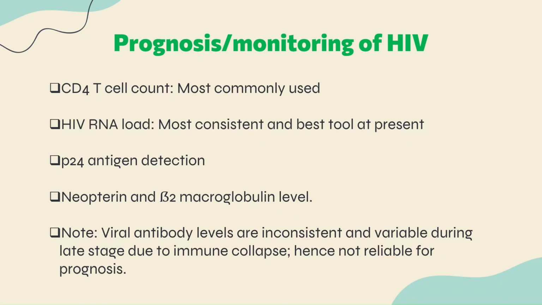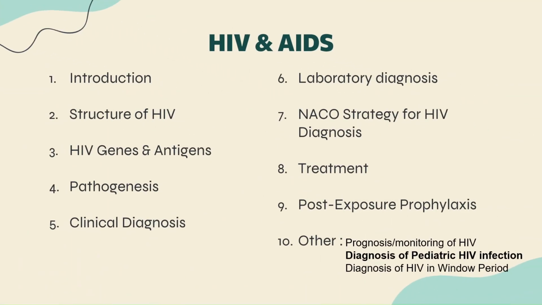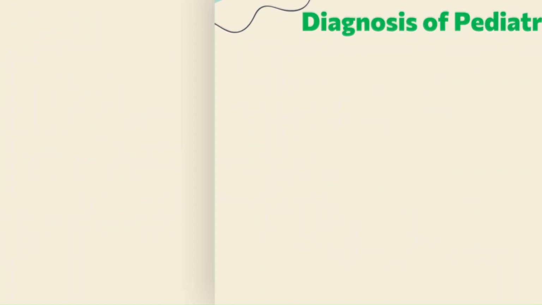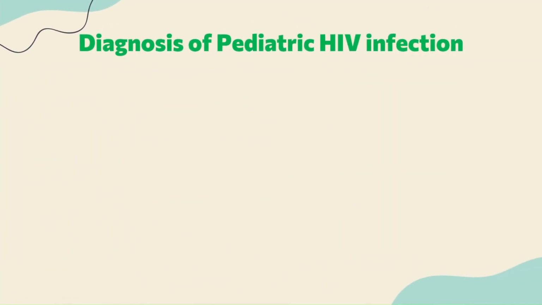Clear with this? Let's go to the next topic, that is diagnosis of pediatric HIV infection. Okay, so let's now pay attention. I'm going to explain a concept over here. This is something that we know: from the mother to the fetus, to a neonate or a newborn baby, there are some antibodies that are transferred. Yes or no, during the intrauterine life, this is happening. And one of the antibodies that is transferred from the maternal end to the fetus is the IgG antibody.